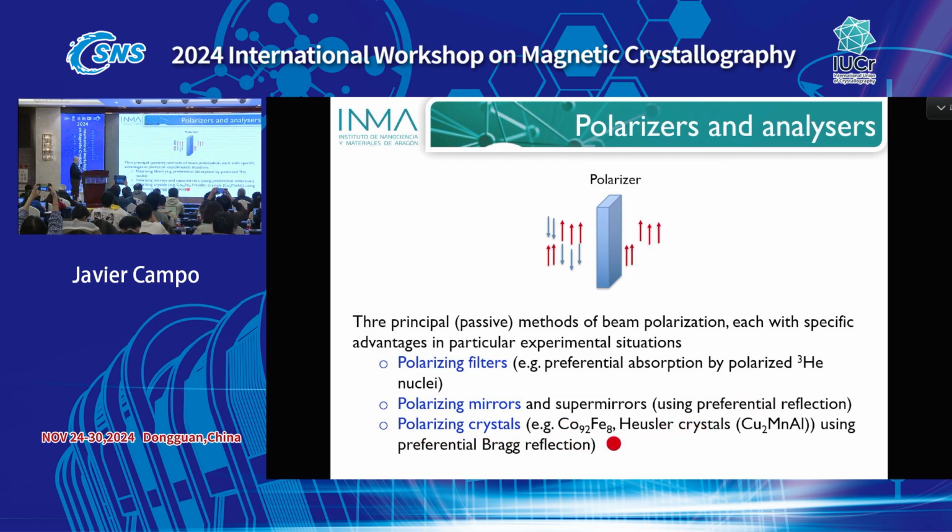in which we can see what is happening: the nuclear structure factor can be matched with the magnetic structure factor, and then we can see that there are crystals that allow the diffraction of one polarization and not the other.